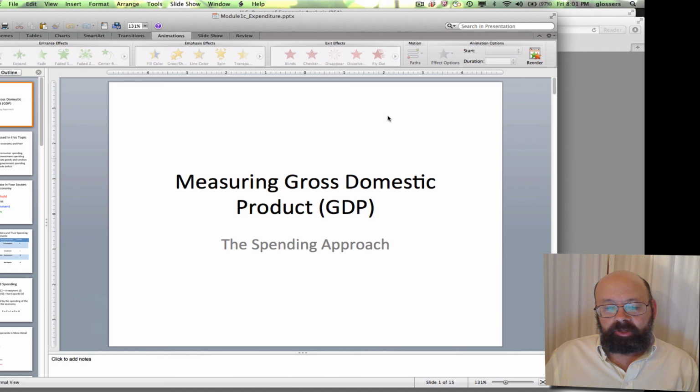All right, that wraps up my discussion about the spending approach to GDP. And in my next presentation, I'm going to show you what's currently happening to the various components of spending that are included in GDP. Until then.